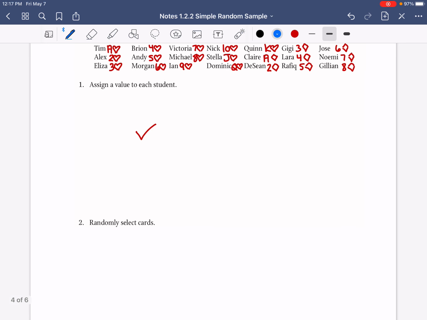Now I'm just going to randomly select cards. So it's important that you shuffle them. So I don't know if you guys can hear me. I'm trying to shuffle my cards.